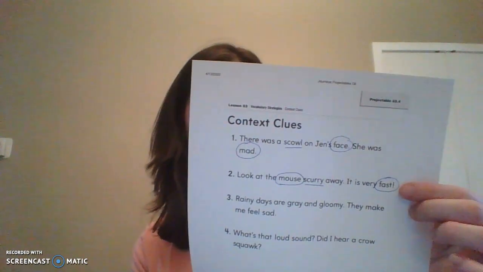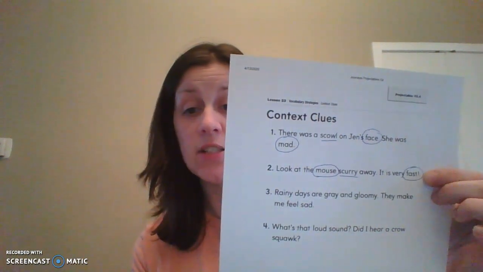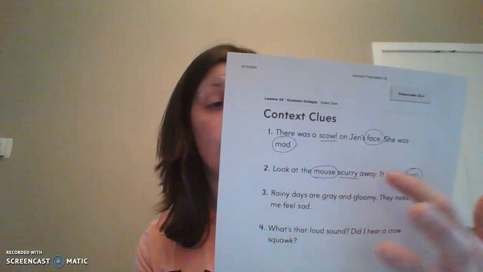Then it was very fast. So we are going to circle the word fast, because I think fast is letting us know that the mouse was fast, and scurry kind of means to run. So scurry is what a mouse does when it's running away really fast.